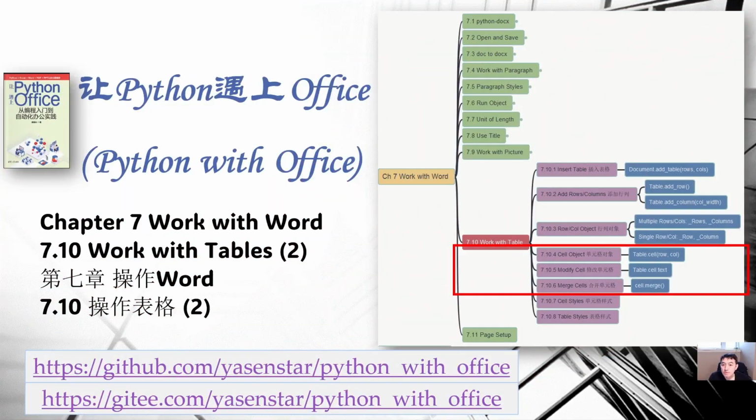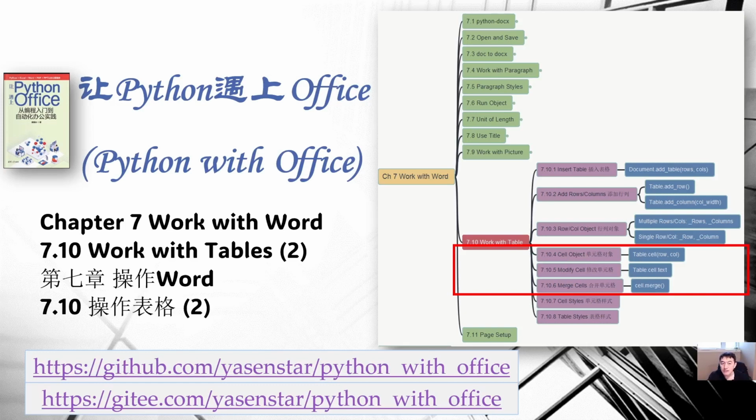Part of this work with table. So within this part, let's talk about the cell object within the column or row. We will demo how to modify our cell values, or normally it's called text in the Word document, and how to merge the cell. Cell in Chinese is 单元格, so it's also quite a similar concept to Excel.